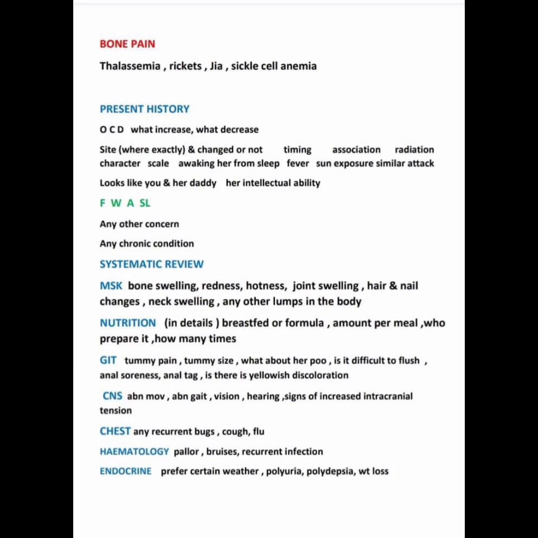So differential diagnosis of bone pain, what are the causes of bone pain? That is psychological, chronic fatigue syndrome, growing pain which awakens him from sleep, then hypermobility, tumor like weight loss or metastasis is present in tumor. Then trauma or any non-accidental injury also causes bone pain. Infection or inflammation like arthritis or osteomyelitis.